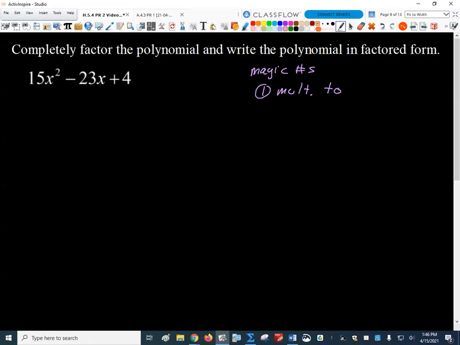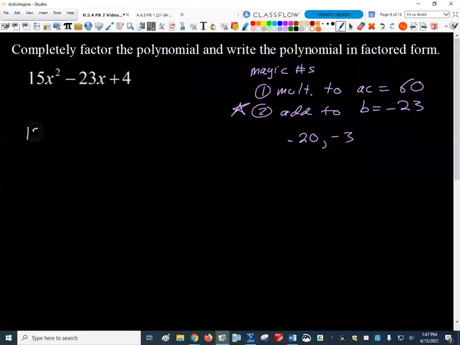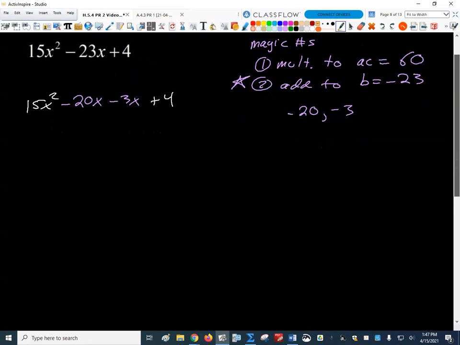60, right? They got to multiply to AC. So that's the number they have to multiply to, and they have to add to b, which is negative 23. So there's the important part, right? What are my magic numbers that multiply to 60 and add to negative 23? Negative 20 and negative 3 are my magic numbers. And so we're just going to split that b term, right? We're going to split b into those numbers that add to b. Okay? So first two terms, what do they factor into?